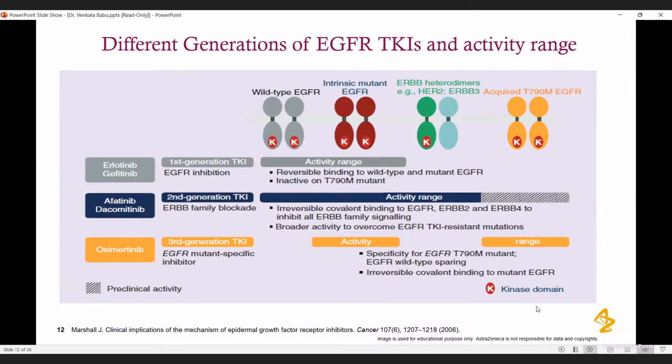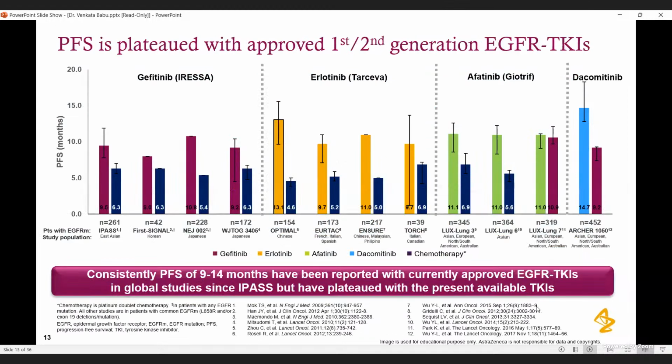However, we should also note that it is not very active against HER2 and ERBB3. But it has very good activity against the T790M mutation. And this is the only molecule available as of now which is active against T790M mutation. Not only is it active against T790M, but it also inhibits the generation of T790M clones when exposed upfront. Next slide, please.